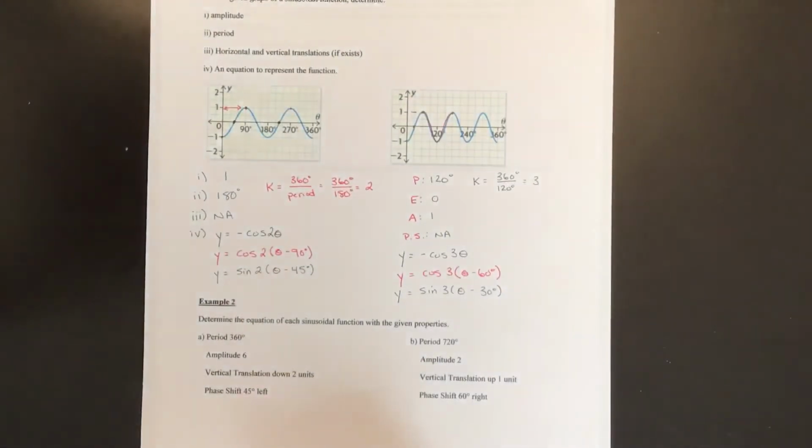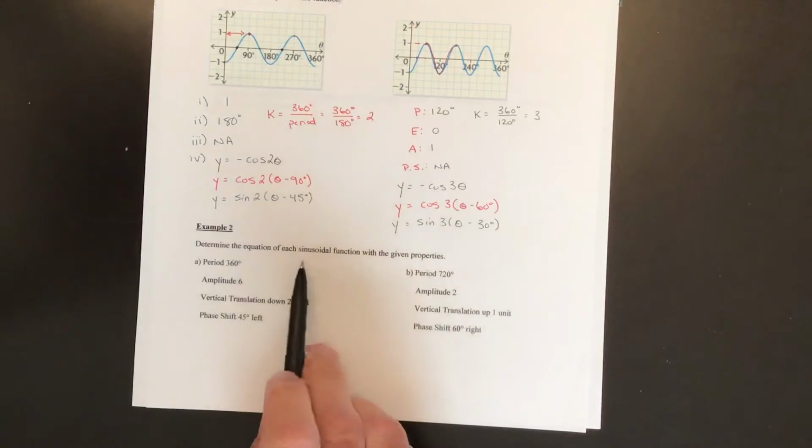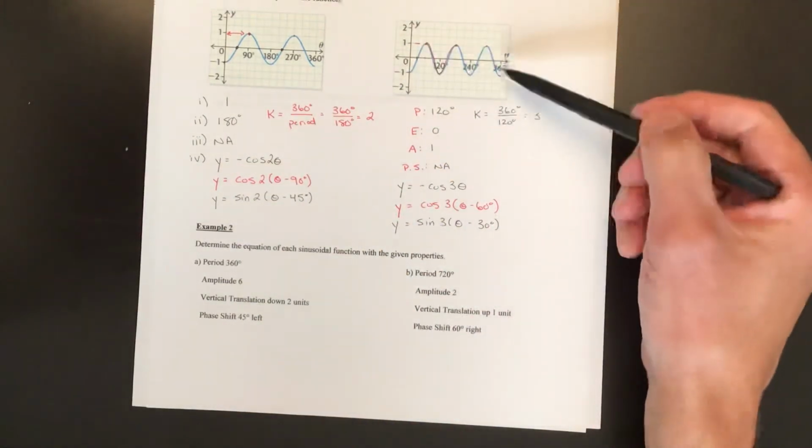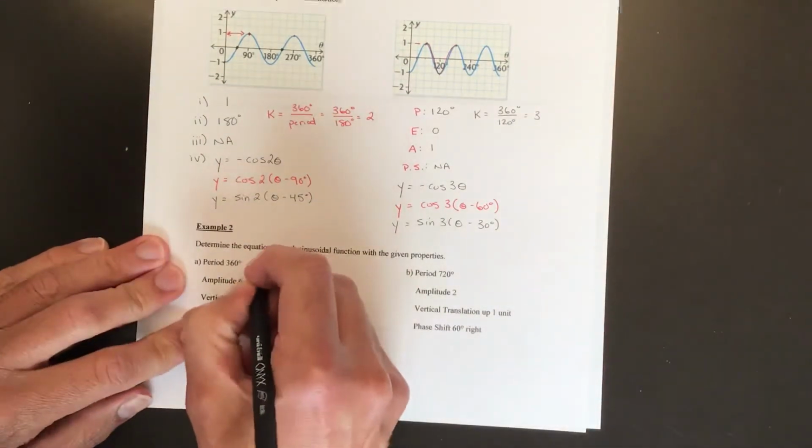So for example 2, determine the equation of each function with the given properties. Now it doesn't say whether it's sine or cos. Sinusoidal does not mean it's sine. Sinusoidal just means it's these flowing waves. So the period is 360, which means that my K value is going to be 1.